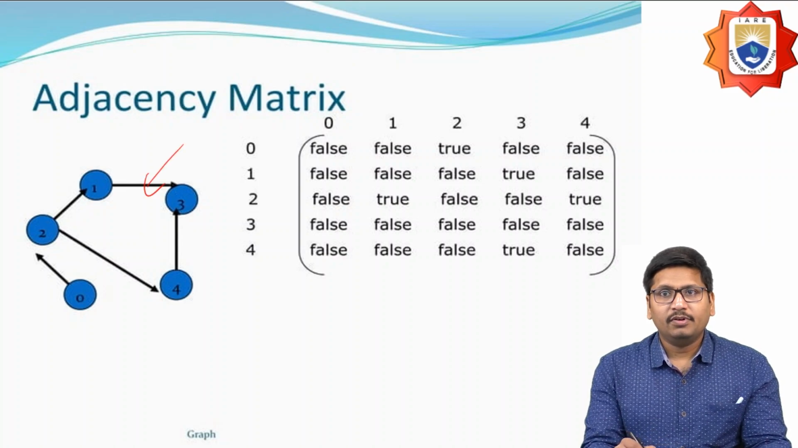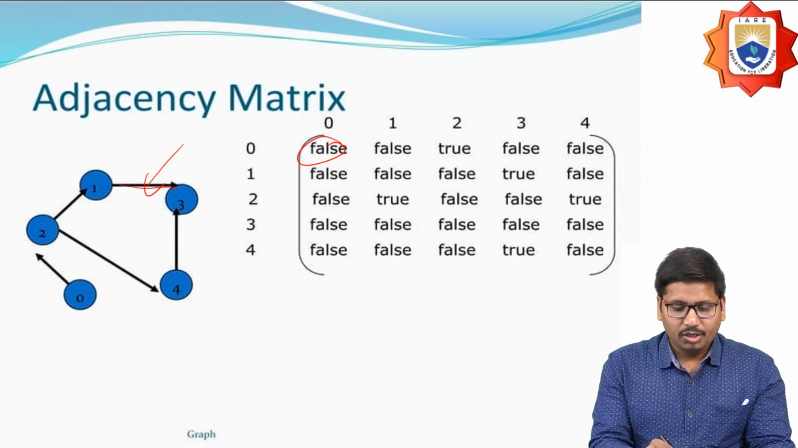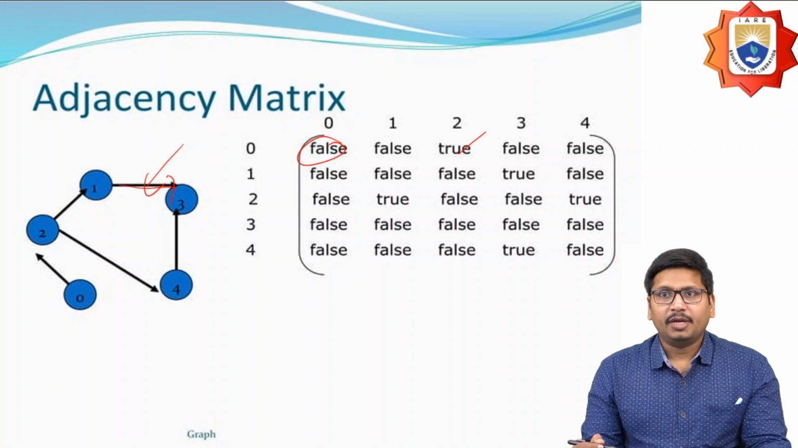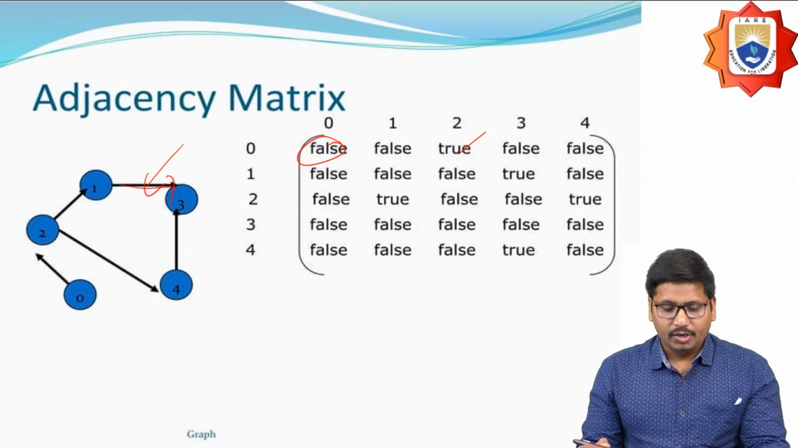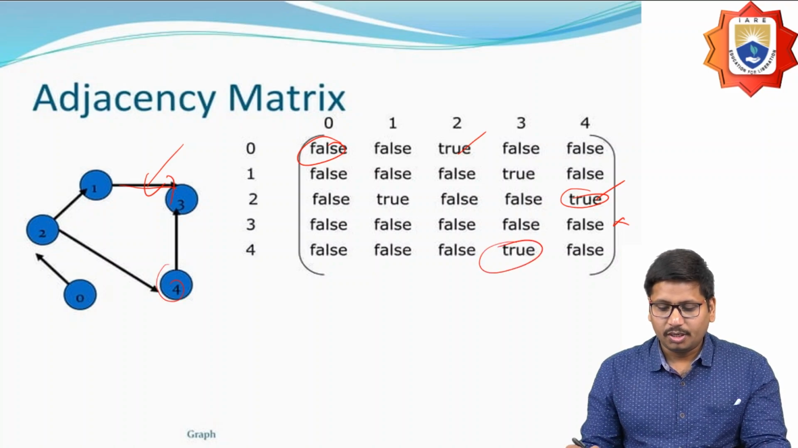In this given graph, 0 to 0 is false. I have an edge from 1 to 3 only, so I have to make it as true here. And I have an edge from 2 to 4, so 2 to 4 is true. And from 3 there is no edge, so no, I don't have to mark it as true. And for 4 it should be 4 to 3. I have to mark it as true.